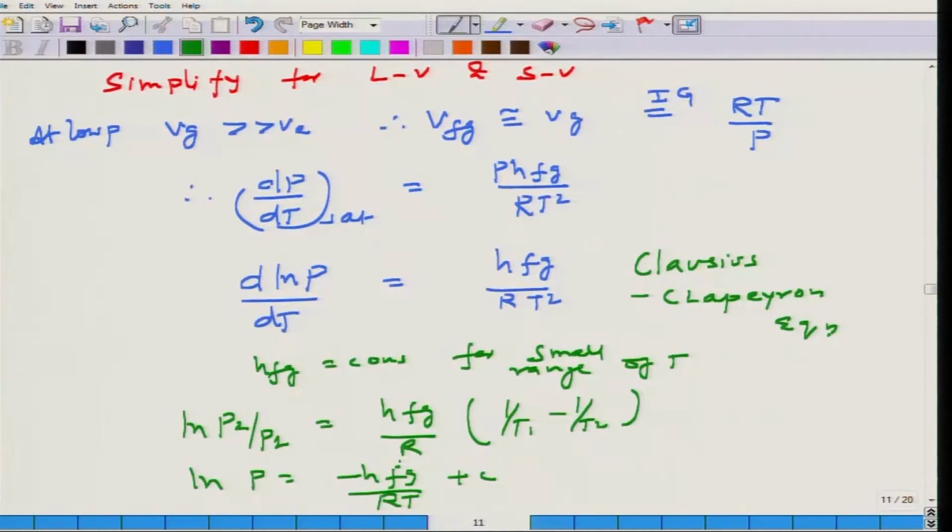So what does it mean? This expression can be used to obtain the heat of vaporization by just looking at the slope for any substance. Mostly it is true for all the gases. If you plot the saturation vapor pressure in the logarithmic form as a function of 1 by T, then you can get the slope, and the slope would be Hfg by R. Thus you can find out the heat of vaporization based on this particular slope.